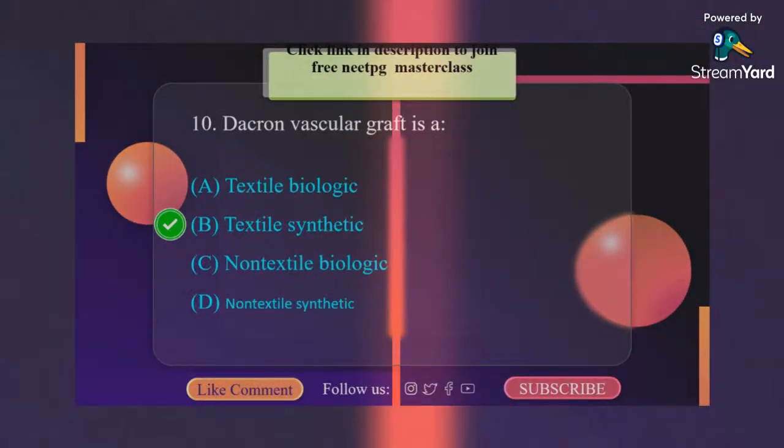What is the most common position of appendix? A. Pelvic, B. Paracolic, C. Retrocecal, D. Retroperitoneal. Retrocecal is the most common position of appendix. Retrocecal 74%, subcecal 1.5%, pelvic 21%, post-ileal 0.5%.